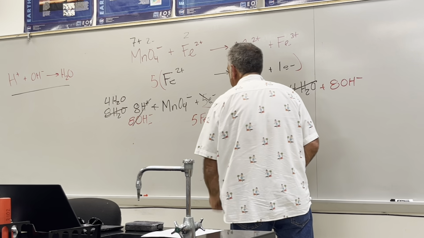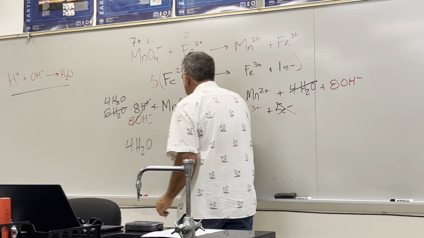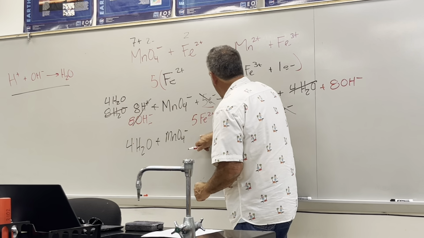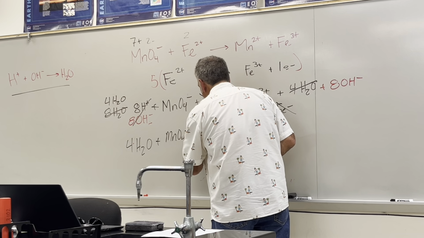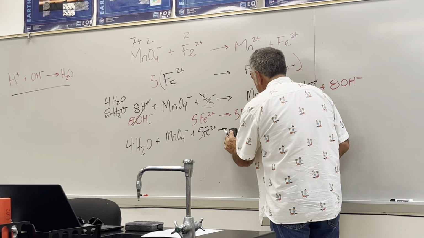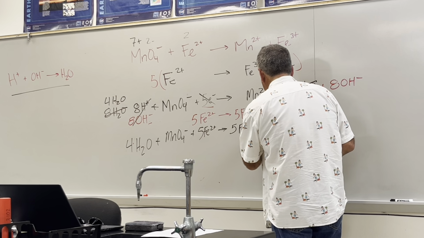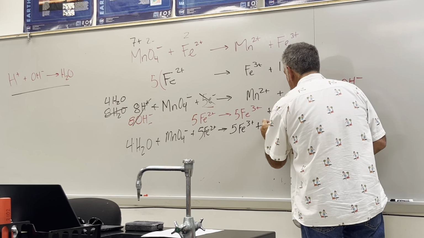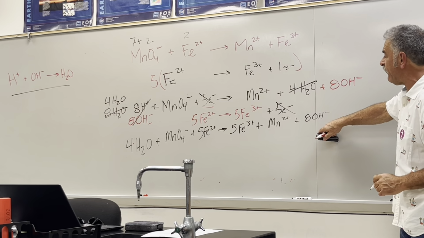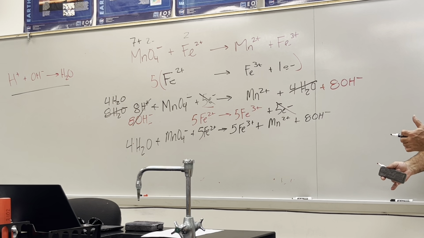5 e minus cancels out, so that doesn't have to come down. We have 4 waters, so that comes down. Plus MnO4 minus, because it's not going anywhere. Plus 5 Fe2+ goes to 5 Fe3+. These 5s are getting kind of ridiculous now too. Plus Mn2+ plus 8 OH minus. And if we're doing a base, we should have excess OH minus in the product because that's what makes it basic.